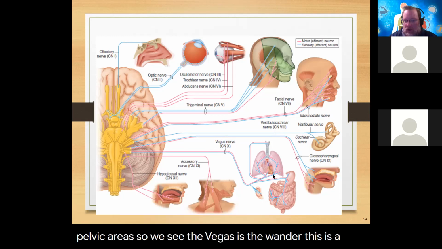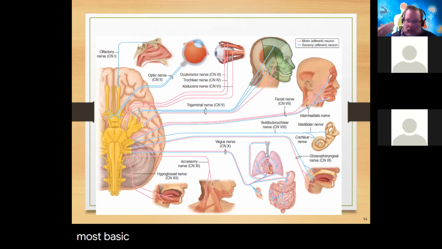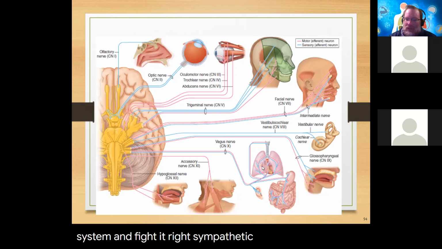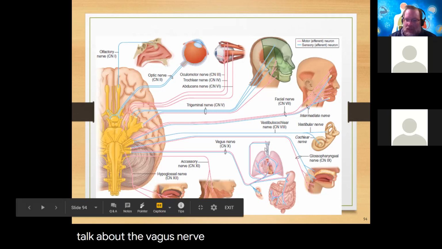This is a big nerve when it comes to some of the parasympathetic or most basic homeostatic rhythms established with heart rate, respiration rate, digestion. Okay, so the vagus nerve does a lot. We'll see it next week when we get into the autonomic nervous system and fight or flight, right? Sympathetic, parasympathetic. We'll talk about the vagus nerve quite a bit next week.